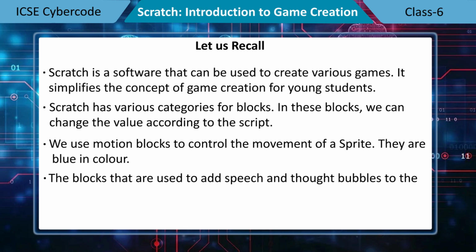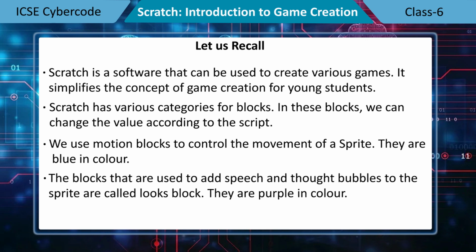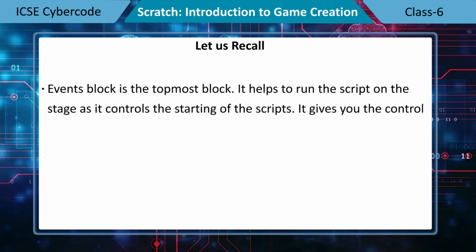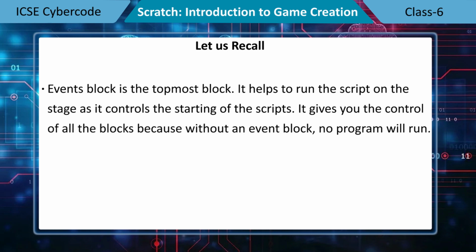The blocks that are used to add speech and thought bubbles to the sprite are called looks blocks. They are purple in color. Events block is the topmost block. It helps to run the script on the stage as it controls the starting of the scripts. It gives you the control of all the blocks because without an event block, no program will run.